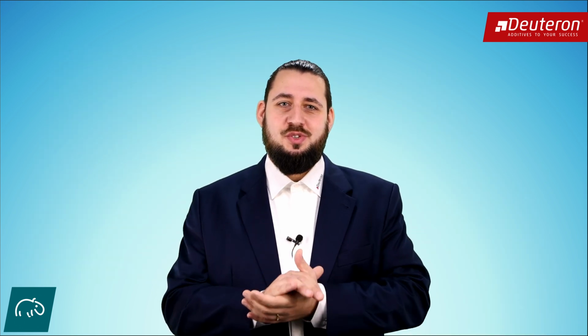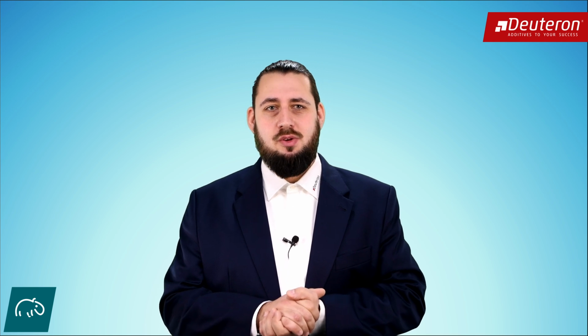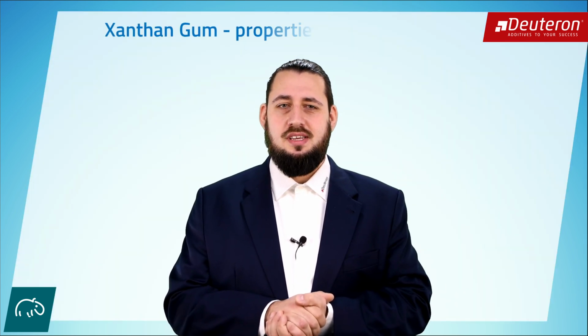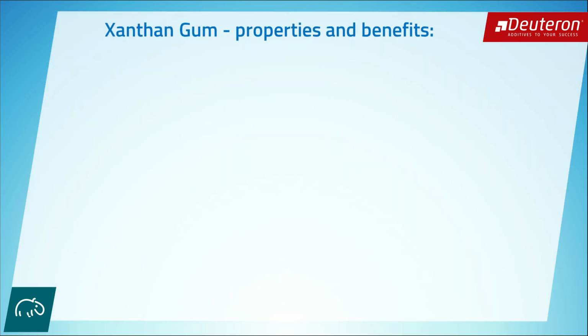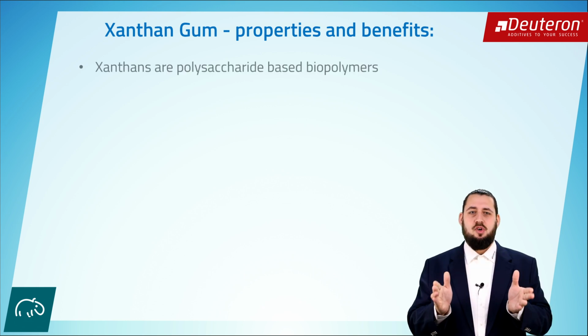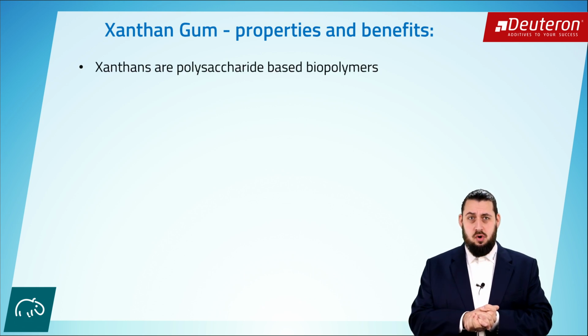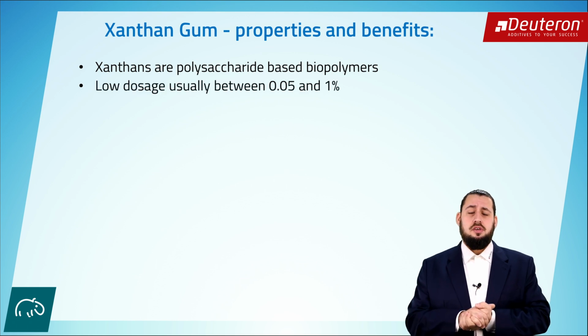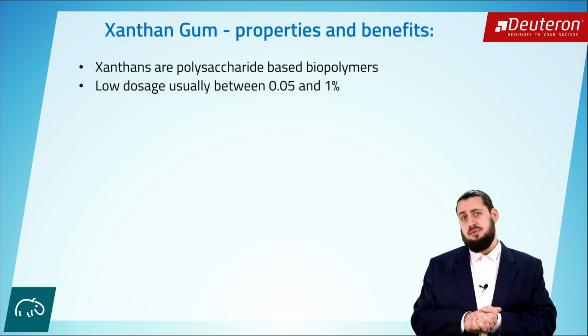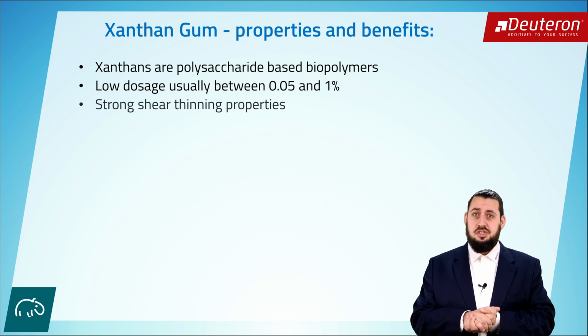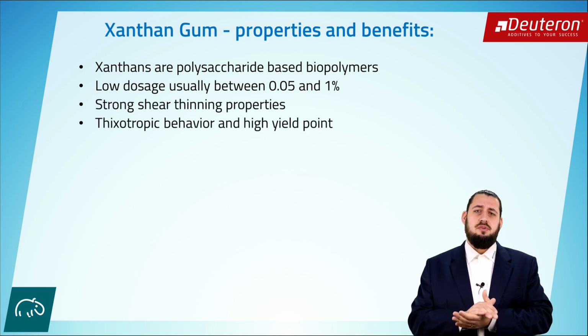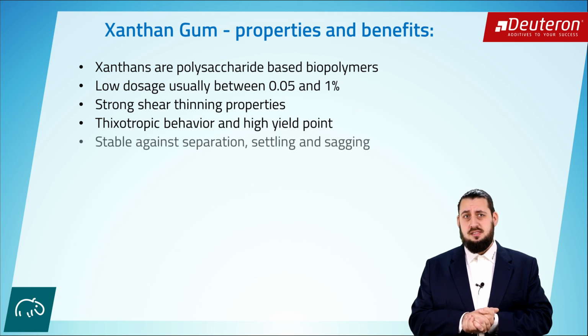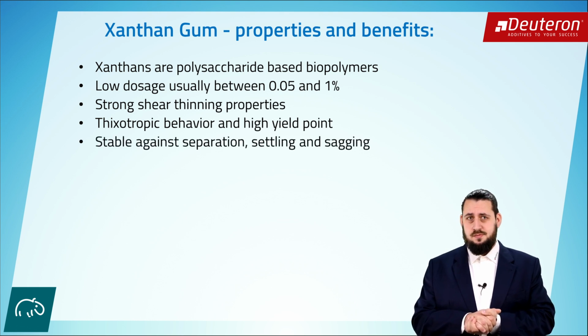Now we are almost finished with this product video. I will quickly summarize the xanthan properties and benefits. Xanthans are biopolymers of different sugars, called polysaccharides. Only low dosages are required, usually between 0.05 and 1%. They have a distinct shear thinning viscosity and high yield points. Therefore, a very good suspension behavior that prevents separation and settling.